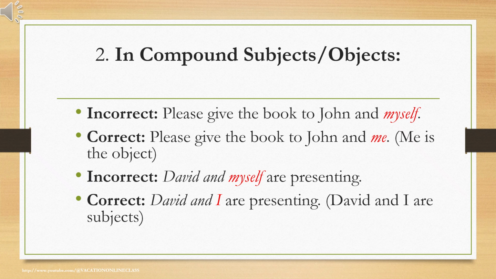2. David and myself are presenting. It should be David and I are presenting, so that David and I are subjects. Myself cannot be subject because it rather has to reflect to a subject.